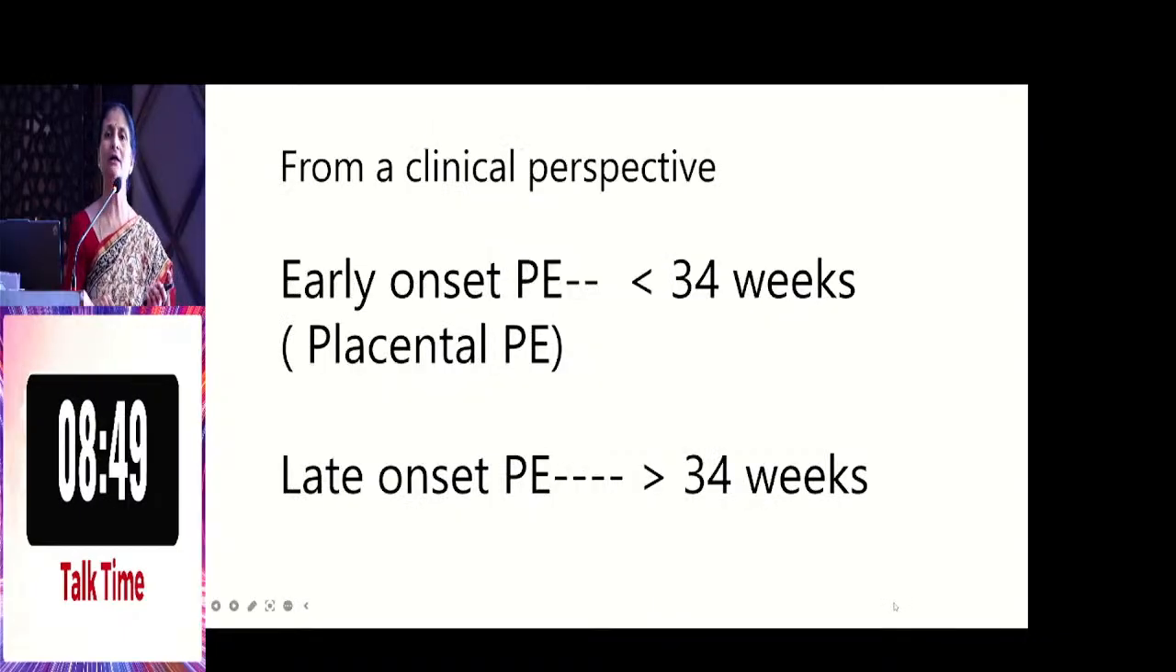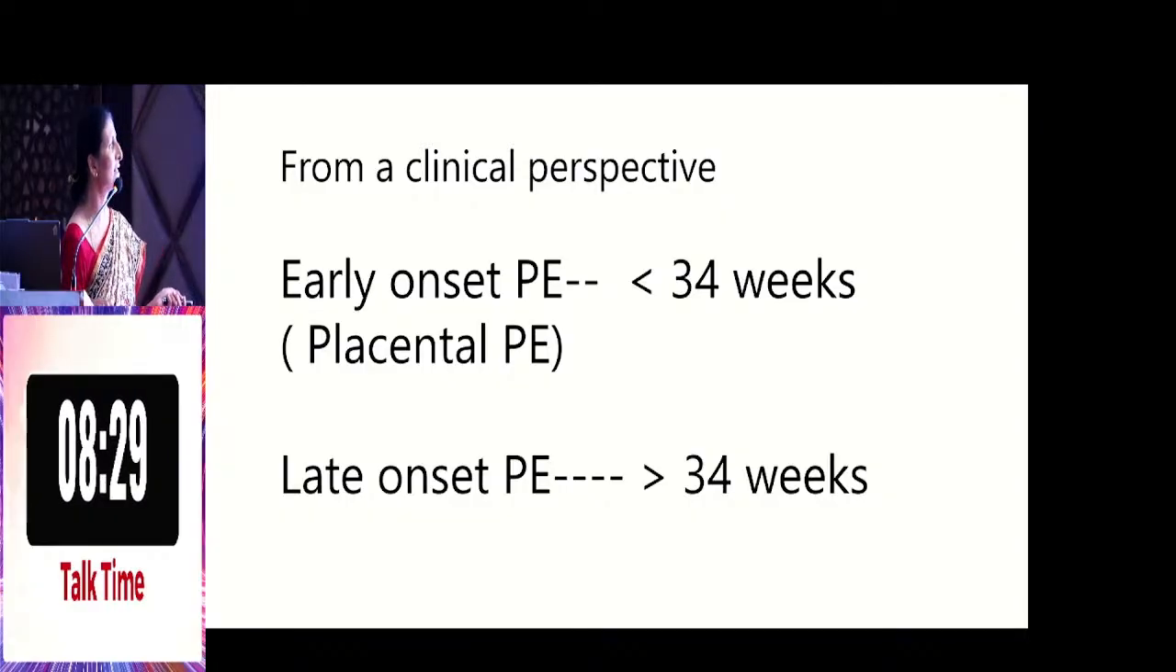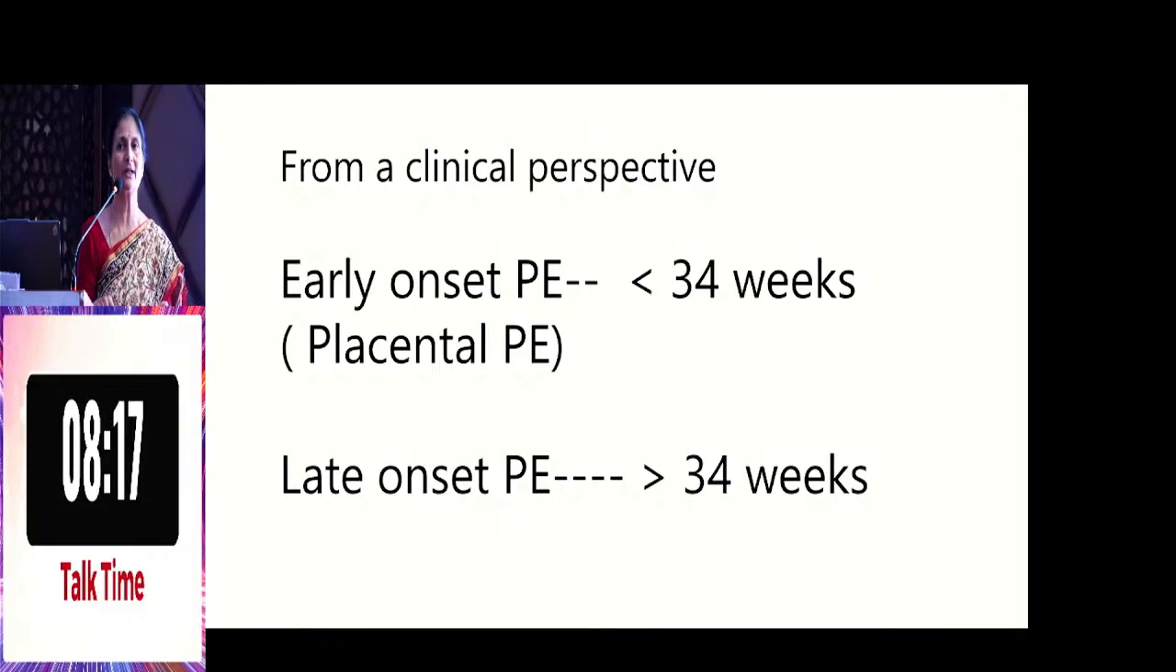So from a clinical perspective, our understanding of preeclampsia or pregnancy-induced hypertension is in two parts. The early onset preeclampsia, where the preeclampsia starts very early, maybe even as early as 20-22 weeks, and it is considered as the placental preeclampsia. And then late onset preeclampsia, which is more than 34 weeks, which is generally associated with all other medical conditions which are there with the pregnancy.